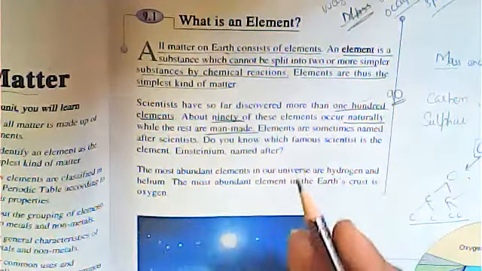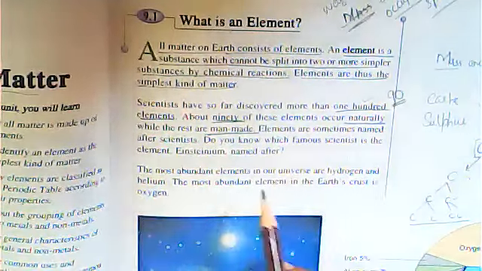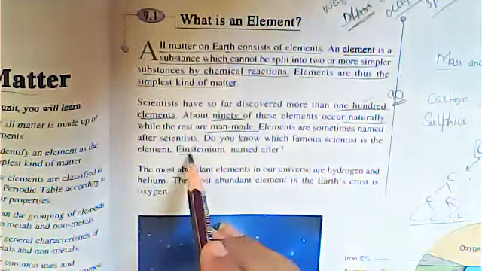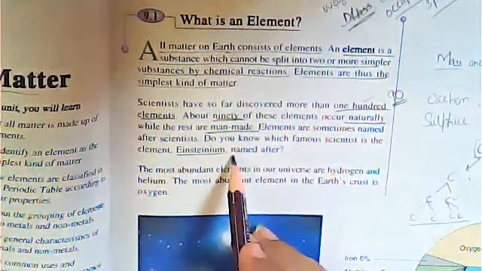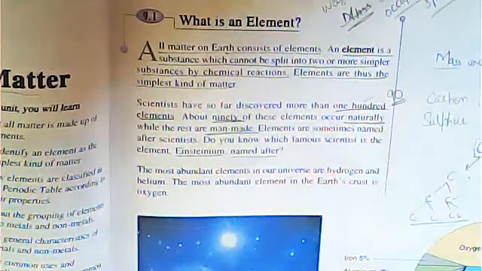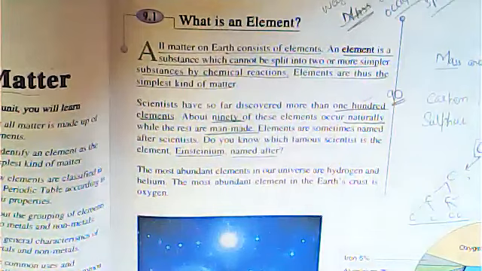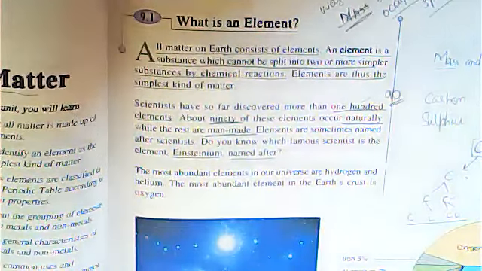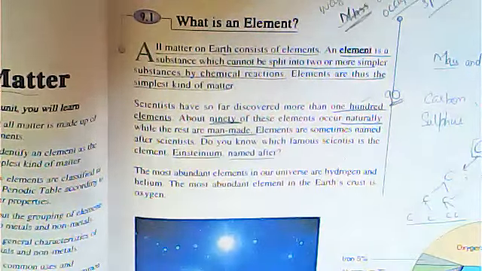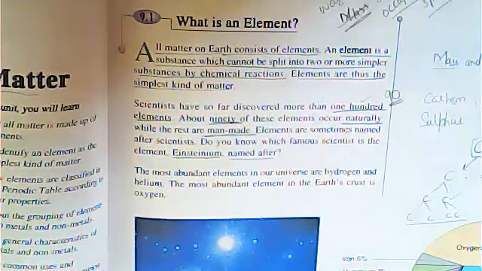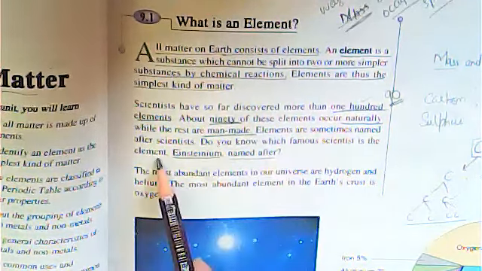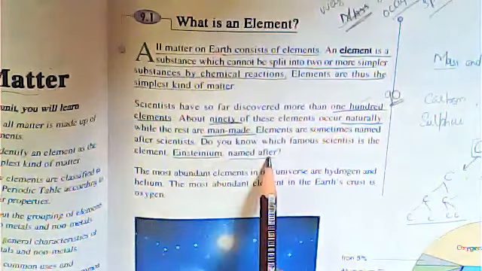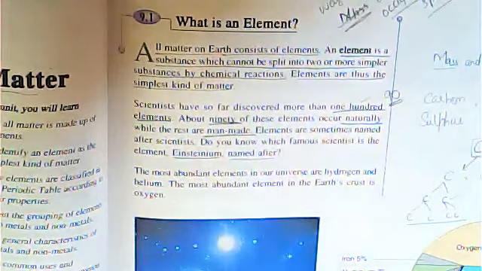As you know, some elements are named after scientists. This is the element Einsteinium. Einsteinium is an element, and it is named after which scientist? Can anyone tell me? Which famous scientist is the element Einsteinium named after? Sumaya, write it down in the chat box.